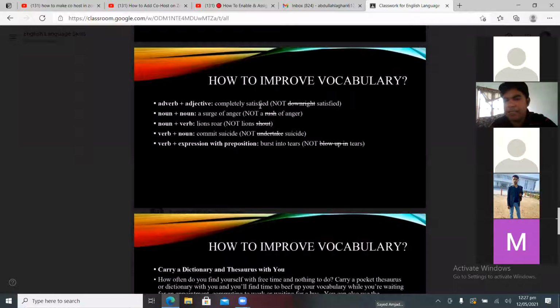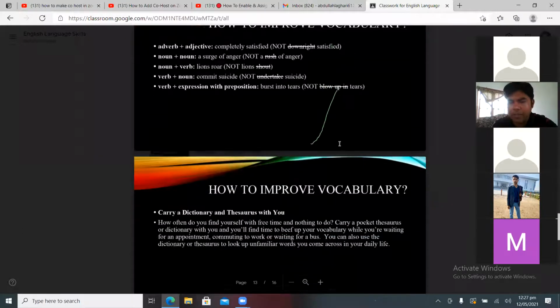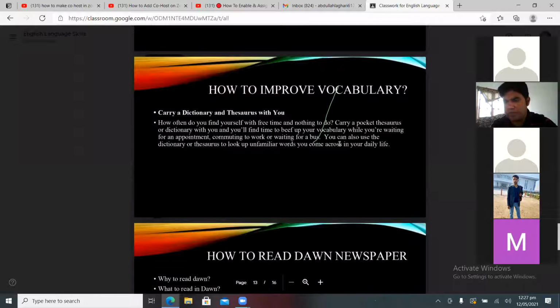Like here, completely satisfied. You cannot say downright satisfied. A surge of anger. You cannot say a rush of anger. Lions roar. You cannot say lions shout. Commit suicide. You cannot say undertake suicide. Burst into tears. You cannot say burst open tears. So this is collocation, the association of words together.